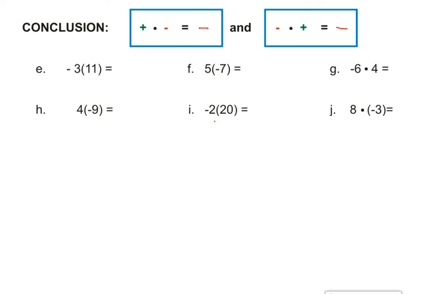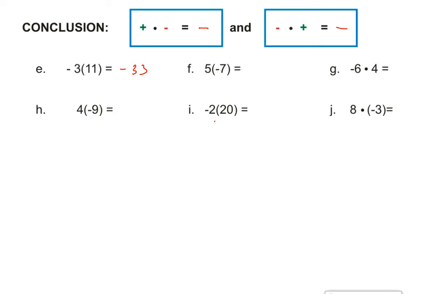So a negative 3 times a positive 11 is going to equal negative 33. A negative times a positive is a negative, and 3 times 11 is 33. That's a negative 33. I mean, piece of cake. Right? It's easy to multiply positive and negative numbers.